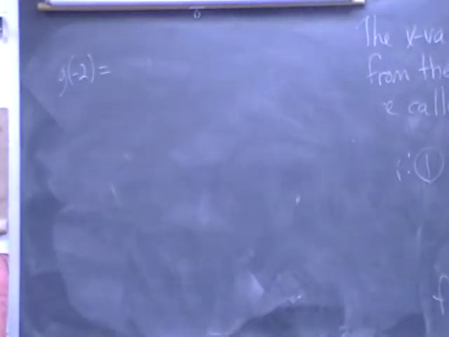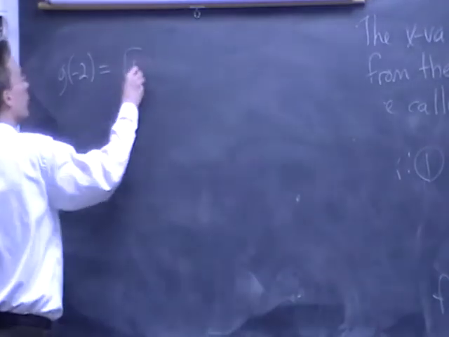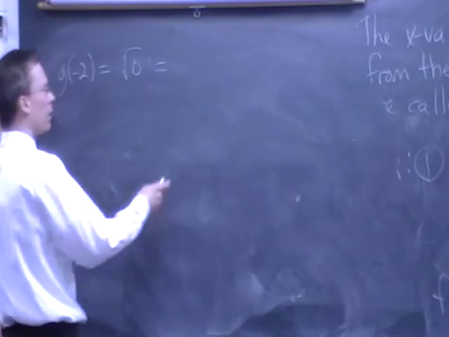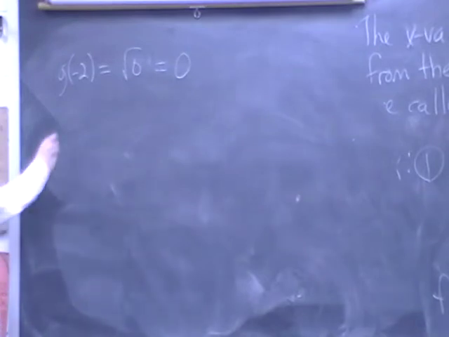So let's test negative 2 in the original function. You get square root of 0. 0. Plus or minus. Darn tootin', said the cowboy who had eaten too many beans.